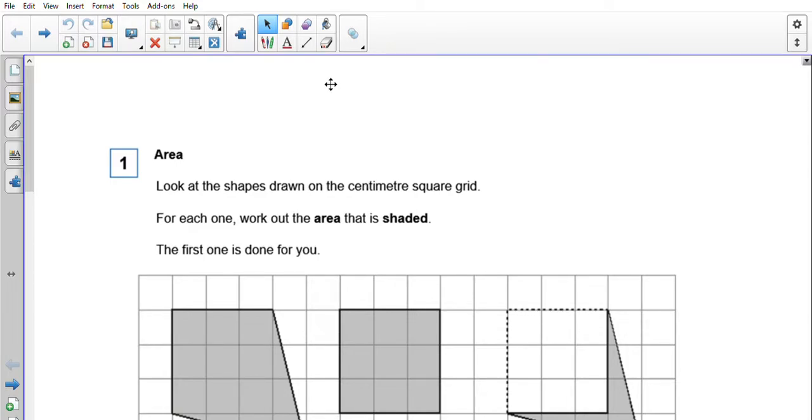Righty ho, let's jump into some maths. We're looking at area today. We're looking at area of 2D shapes and compound shapes. We're going to have to use our knowledge. We're going to have to work some stuff out. Let's have a look at this one.